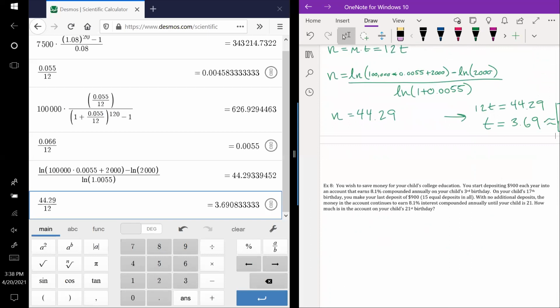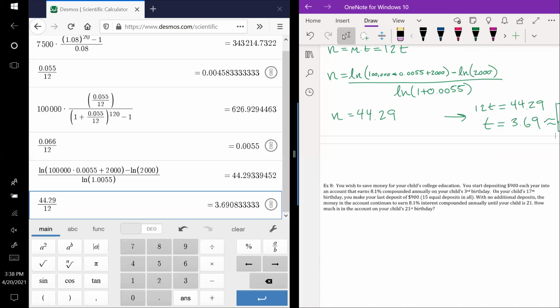You wish to save money for your child's college education. You start depositing $900 each year into an account that earns 8.1% compounded annually on your child's 3rd birthday. On your child's 17th birthday, you make your last deposit of $900, which is 15 equal deposits in all, with no additional deposits. With no additional deposits, the money in the account continues to earn 8.1% interest compounded annually until your child is 21. How much is in the account on your child's 21st birthday?